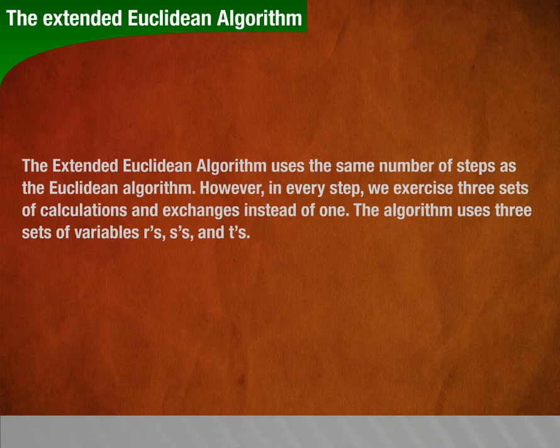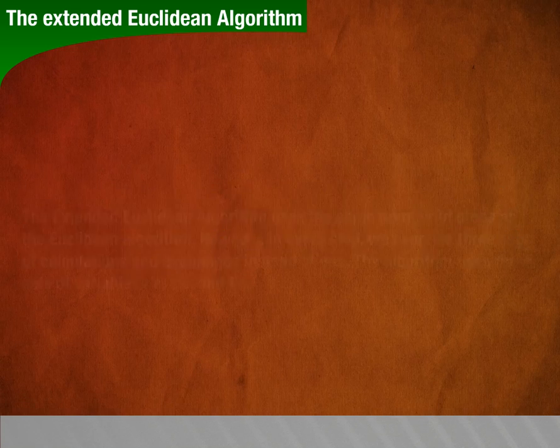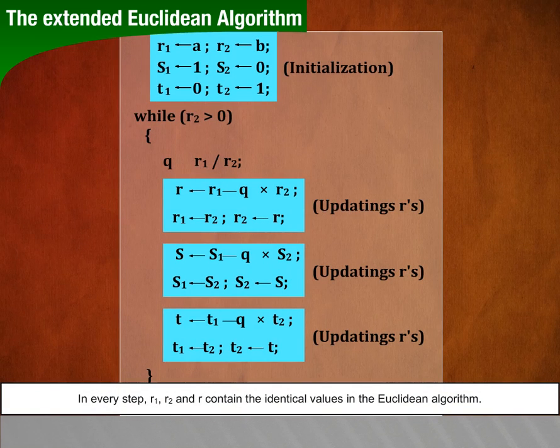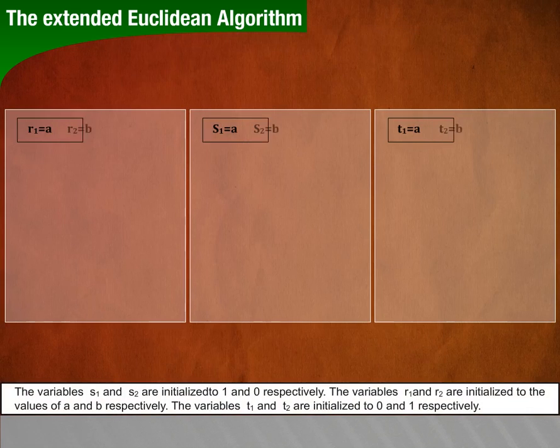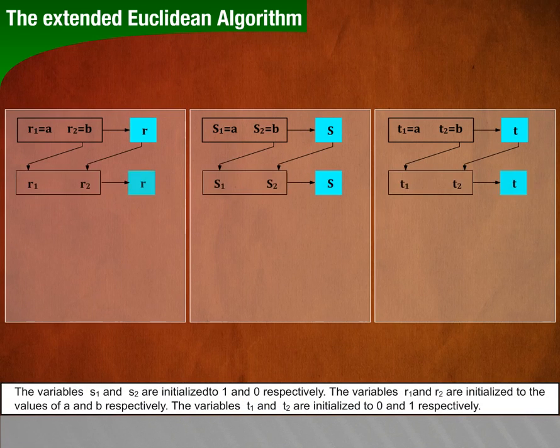The algorithm uses 3 sets of variables: r's, s's, and t's. In every step, r1, r2, and r contain the identical values as in the Euclidean algorithm. The variables s1 and s2 are initialized to 1 and 0 respectively. The variables r1 and r2 are initialized to the values of a and b respectively. The variables t1 and t2 are initialized to 0 and 1 respectively.